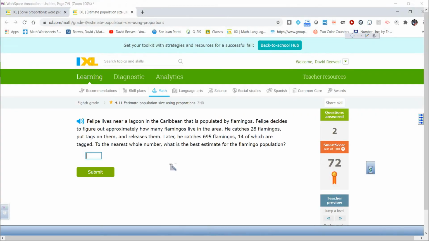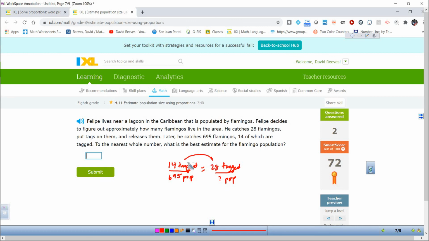Okay, so here it's going to be the same idea, right? We have 14 tagged out of a population of 695, right? He originally tagged how many? He originally tagged 28. Oh, you're kidding me. And we want to know what that population is. Okay, guys, do you see why I said you're kidding me? Because look, 14 goes into 28 how many times? Exactly 2 times, right? So the amount tagged was twice as much as what he caught.